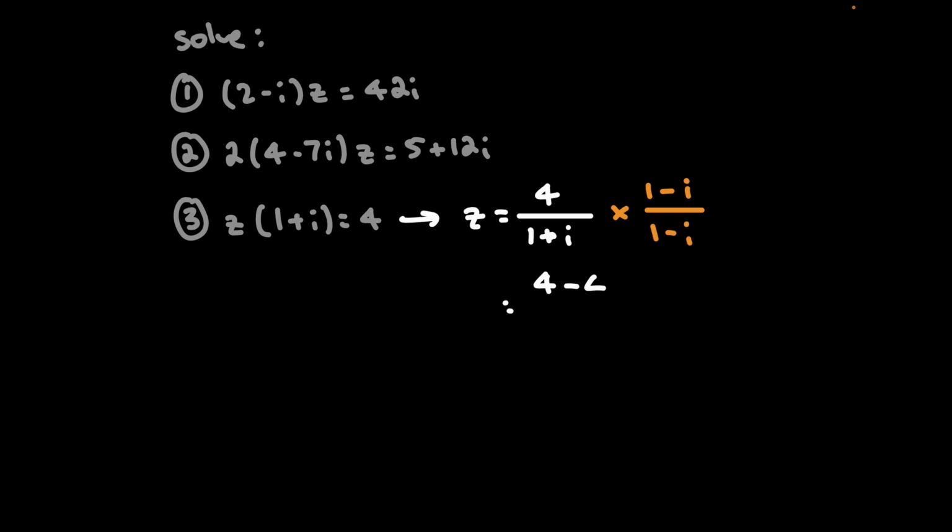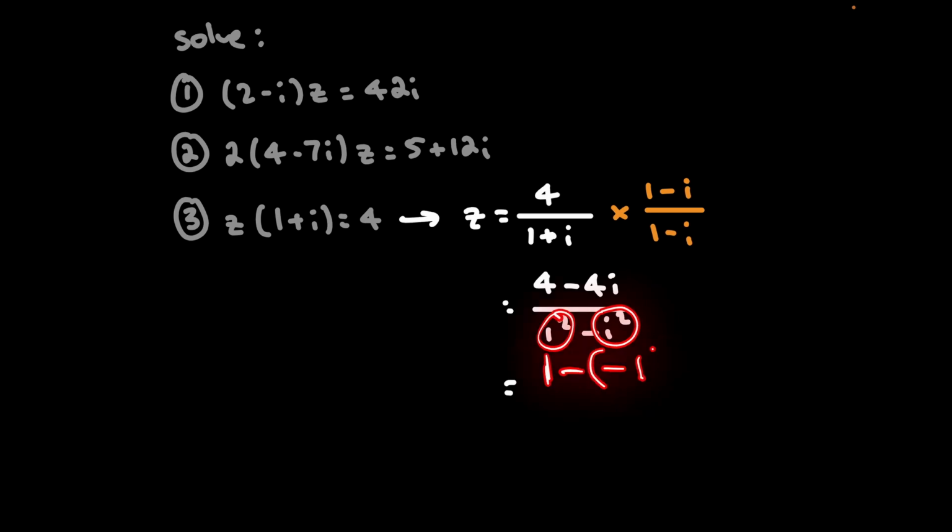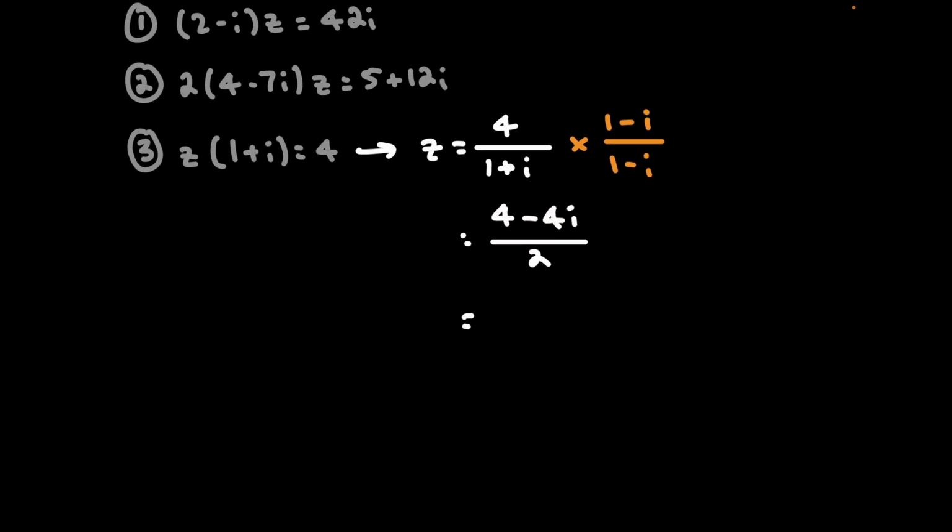On the top, we get 4 take 4i. And on the bottom, we get the difference of 2 squares. So it's 1 squared take i squared. On the denominator, we can see that i squared is really just the same as negative 1. 1 squared is 1, so we minus the negative 1. We get this is equal to 2. So we can clean this up and say 2. And then the final answer will simply just be 2 take 2i.